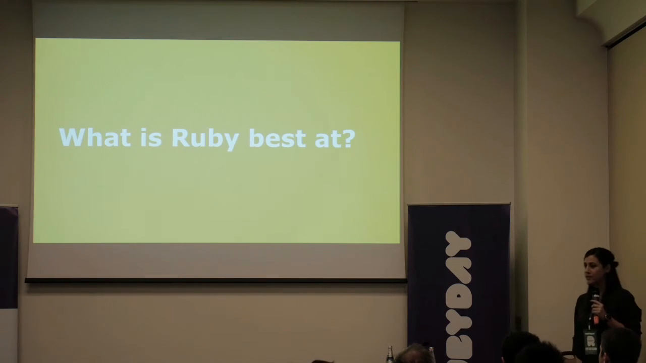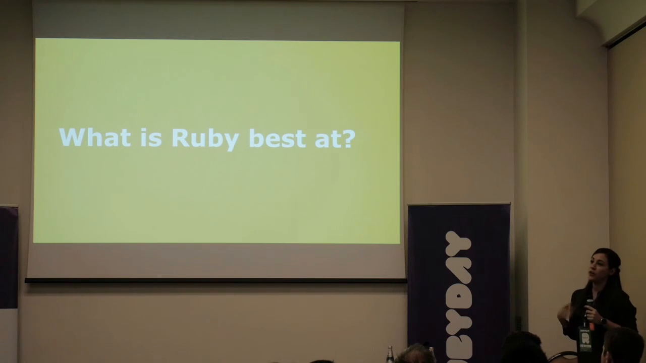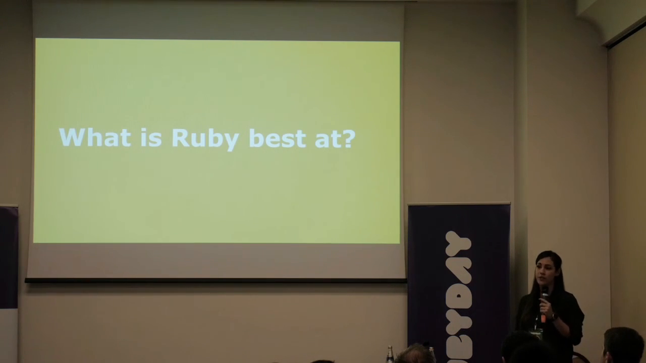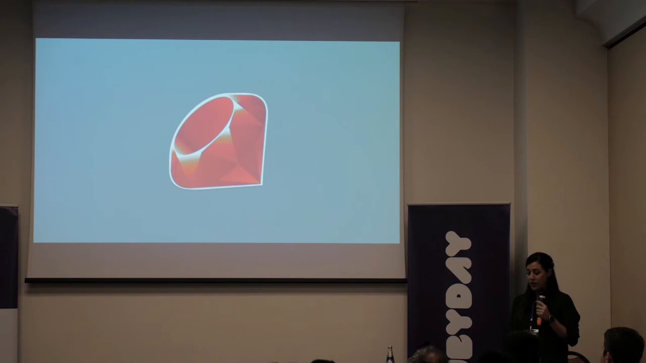And so what is Ruby best at? As we saw, Ruby might not be the fastest language, but it's good at other things. We have good documentation, we have a great community. We saw a talk earlier, it's easy for junior developers to learn. There's a lot of things that Ruby is good at that other languages aren't good at. It also has a cool logo.